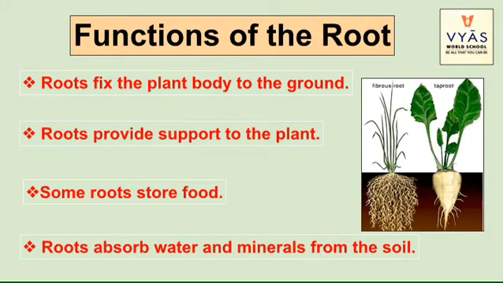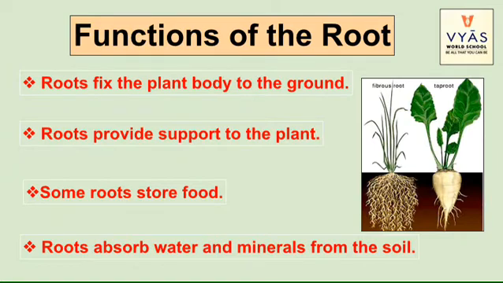Functions of root. Now we have studied about root. Root is a part of a plant that grows below the soil, and there are two types of root. This much we have studied. Now we are going to study about the functions of the root. The first function of the root is that roots fix the plant body to the ground. The main function of the root is to fix the plant firmly or tightly in the ground.